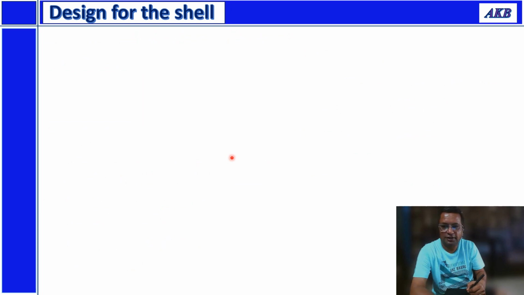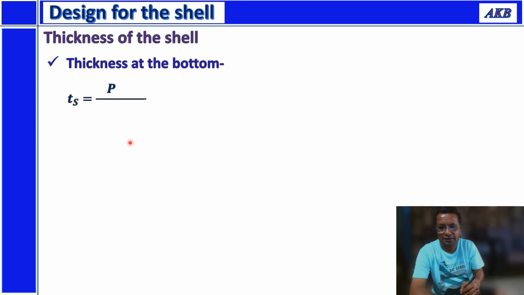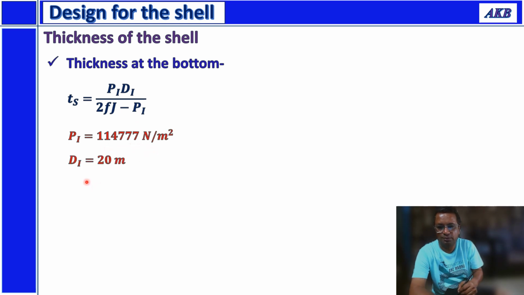Now let us continue with our calculation. First, with the calculated Pi at the bottom, we are going to calculate the thickness of the shell. Thickness at the bottom will be given by this formula: Ts is equal to Pi into Di upon 2Fj minus Pi. Pi we just calculated, it is 114777 Newton per meter square. Di is 20 meter given to us.